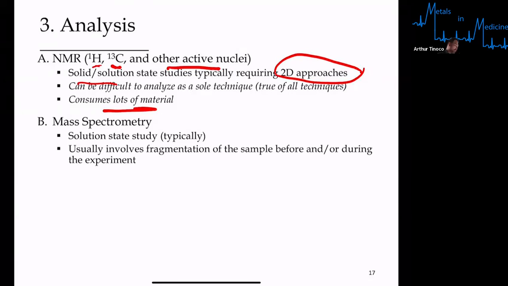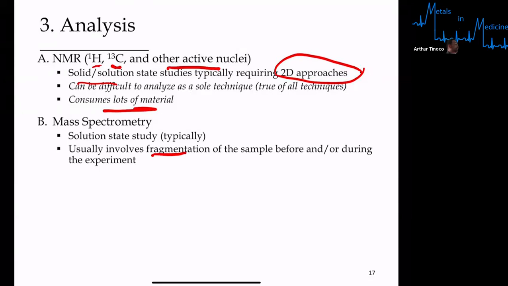Oftentimes with mass spectrometry, you use fragmentation. And what does that mean? That means that you're going to break your molecules into pieces, and it's like a little puzzle. You take the mass spec of the different pieces to put them together to make sense of the overall big picture of what you have.